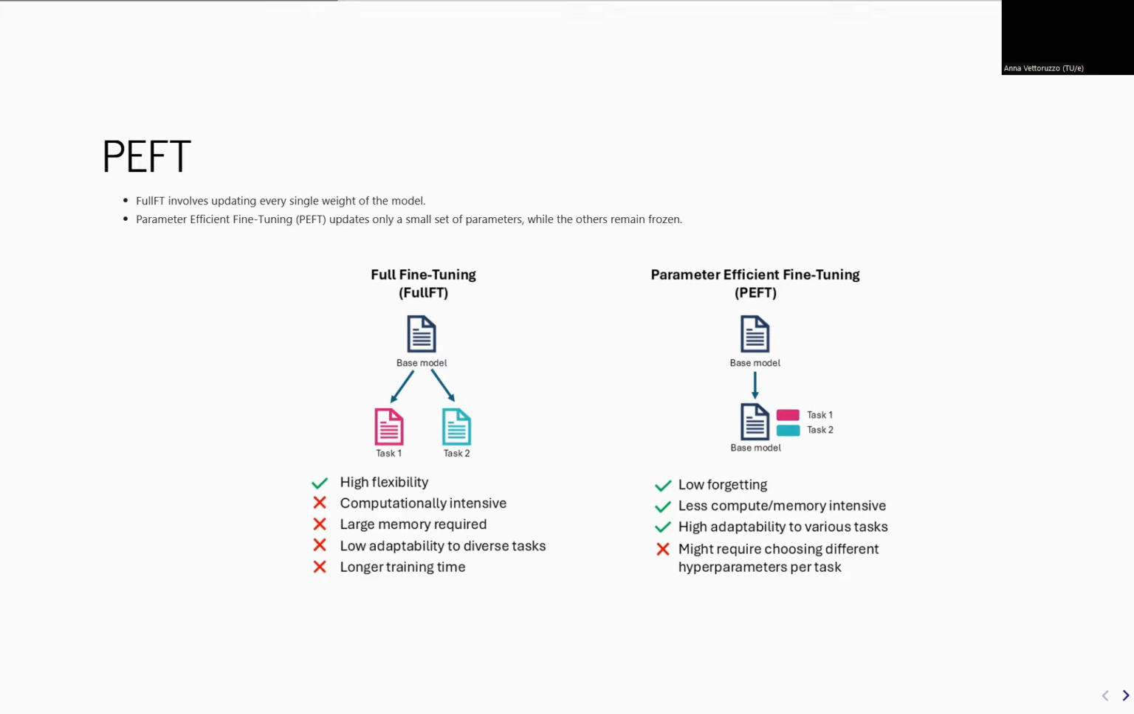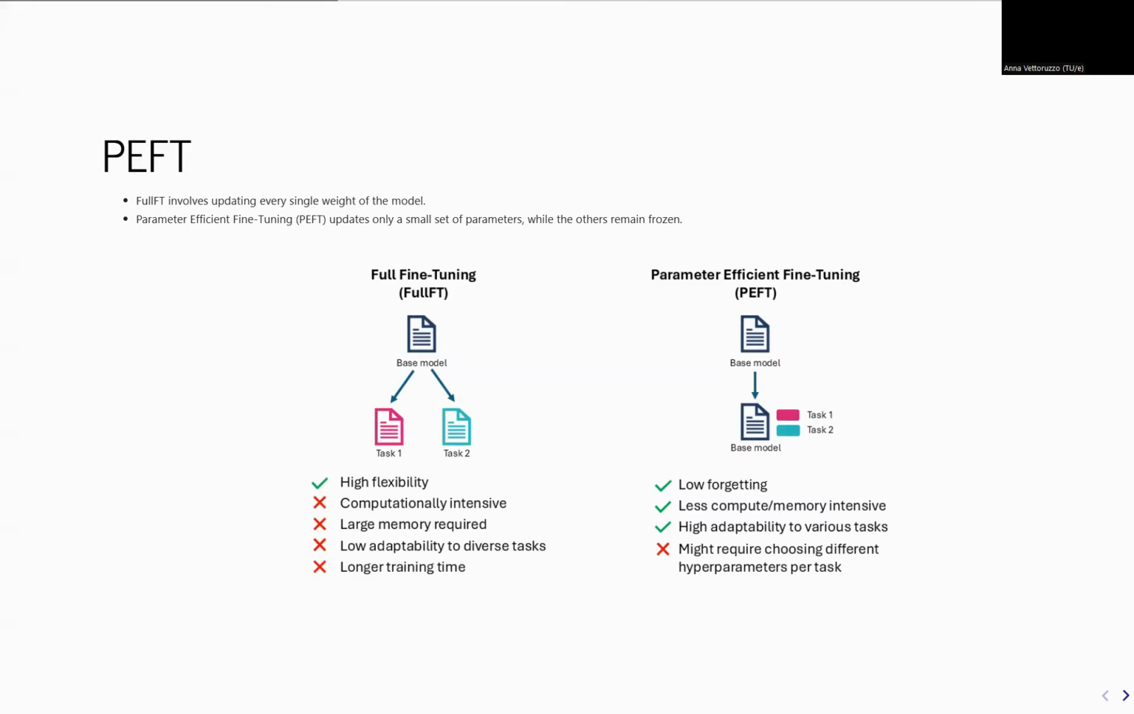And you can see in this slide some pros and cons of both techniques. In full fine-tuning, for instance, you have very high flexibility because you are updating all the weights, right? But on the other hand, it is very computationally intensive. It requires large memory. There is low adaptability to diverse tasks, because even if you have 100 tasks and you need to run this SFT phase for all the 100 tasks, it is very, very expensive. And also it takes longer to train and fine-tune this model.